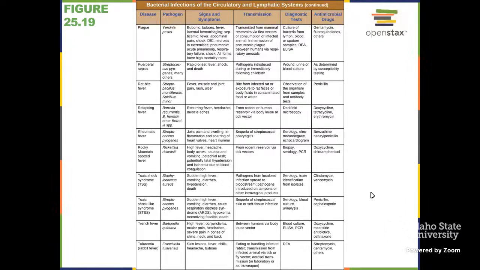Rat bite fever, Streptobacillus moniliformis, and Spirillum minus are two of these potentials. So infected rat bites set the stage for this. Rat feces or bodily fluids also can contaminate food or water, lending to transmission that way.